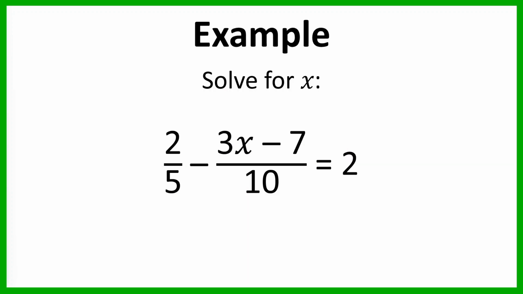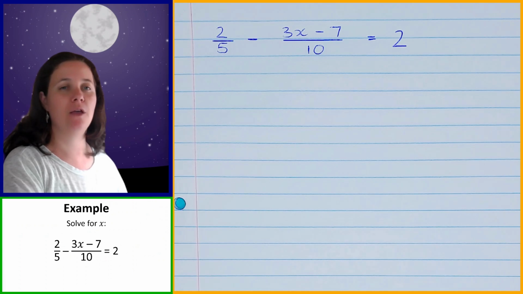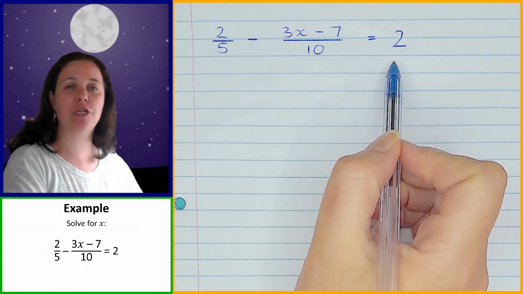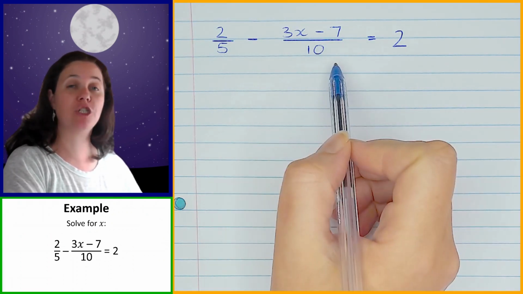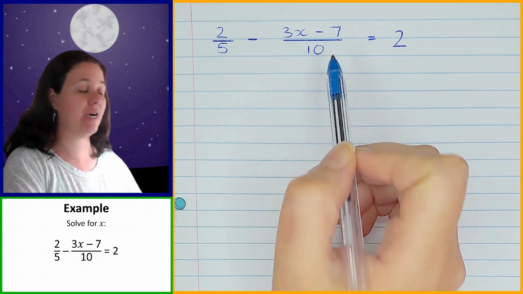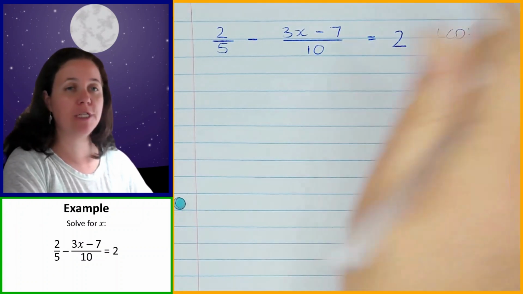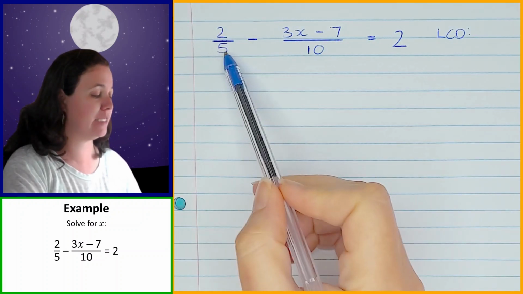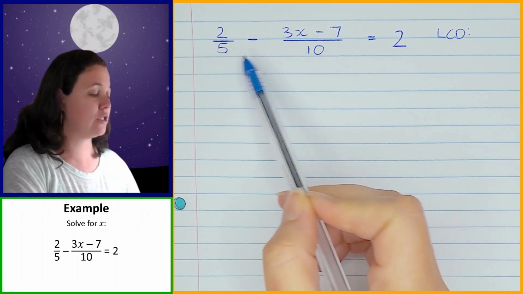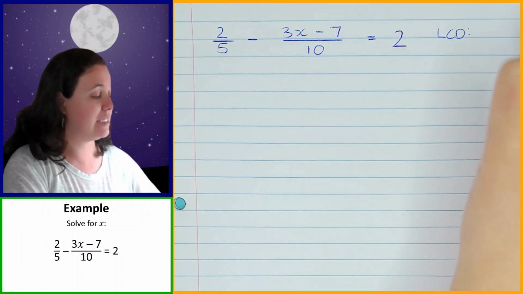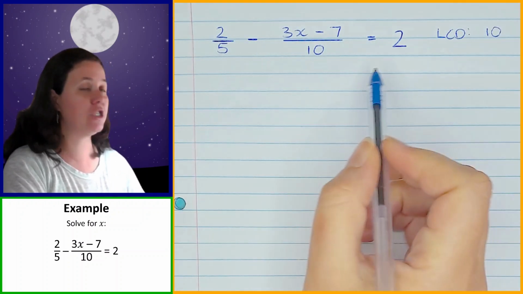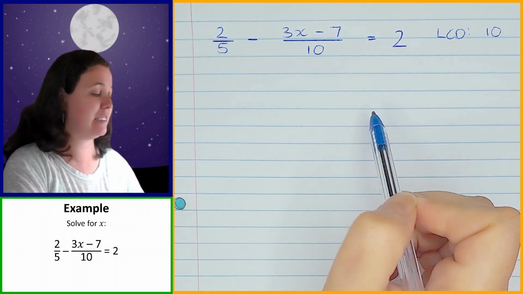In this example, we've got 2 over 5 minus (3x minus 7) over 10 equal to 2. Okay, so let's have a look at how we would do this question. The very first thing that you need to do when you get a question where you've got an equation with fractions is you need to find the LCD and write it down. So the LCD for this particular question, if you look over here, the denominators, I've got 5 and 10. So the LCD is going to be 10. Okay, so you need to find the LCD and write it down.